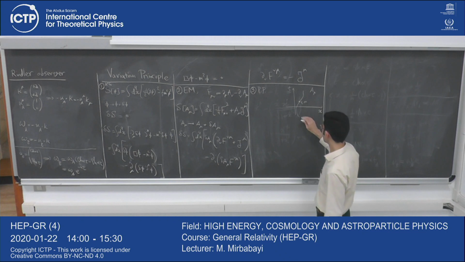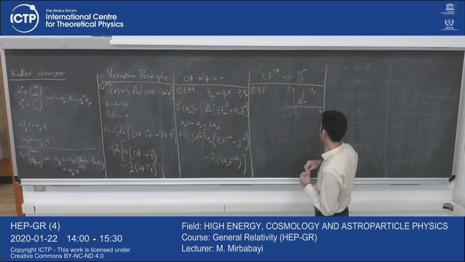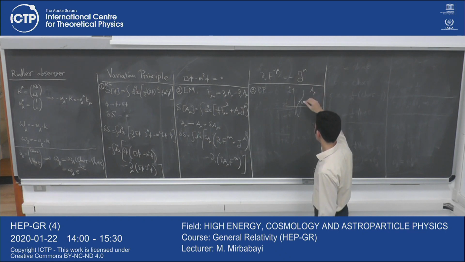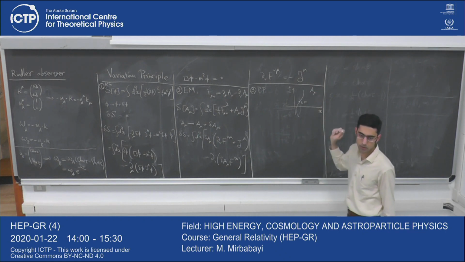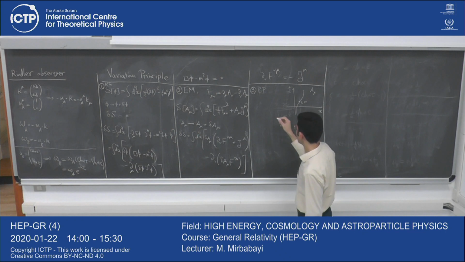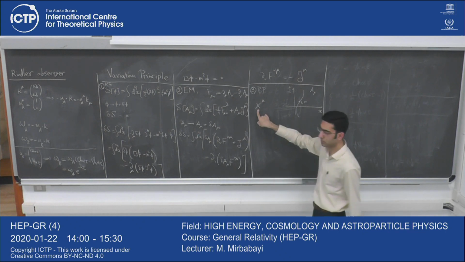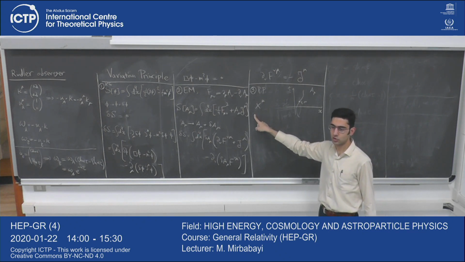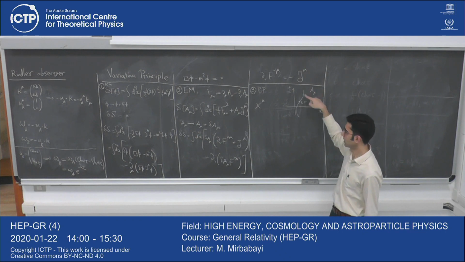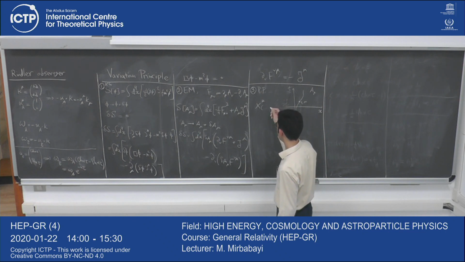The trajectory of this particle is described by some x and t as functions of, for instance, its proper time or any other parameter. So we have a set of x's. Let's call them X mu. So I use capital X to describe the position of the particle. So this X mu is parameterized by something. Let's call it sigma. Sigma is the parameter of the curve.